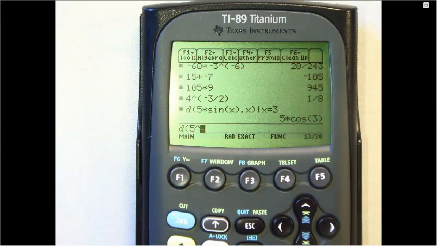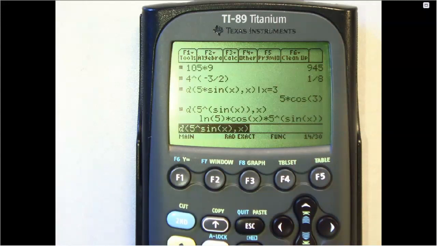So 5 to the sine of x. And then you tell the calculator comma x. That's just telling the calculator what variable we're working with. It's like dy dx, there's your dx right there. And then it would just tell you the derivative. You have an extra parenthesis at the end. So that would give you the derivative.